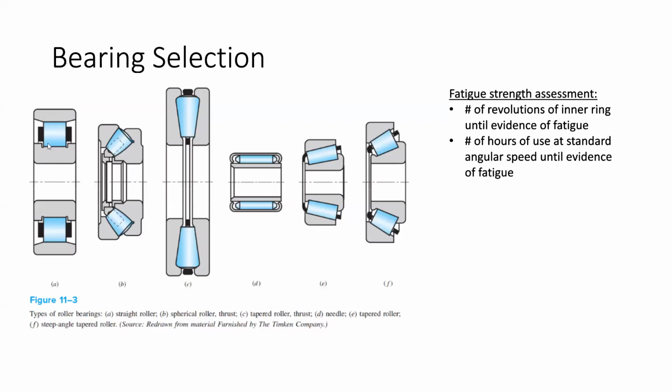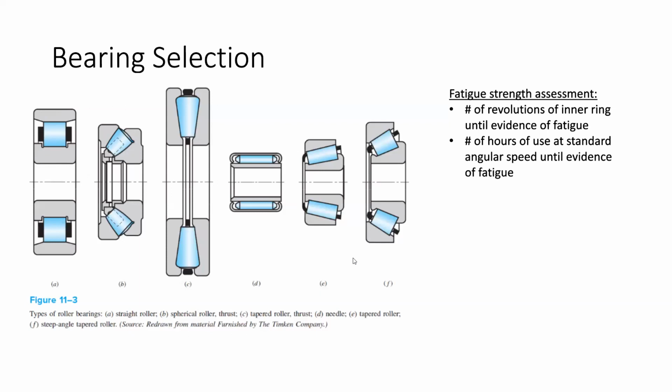So for example, the straight roller bearing here would be relatively poor for reacting axial loads. Why is that? I've just got this really tiny area of contact right here between the roller and the cups, right? So really high stresses, really poor at reacting axial loads.